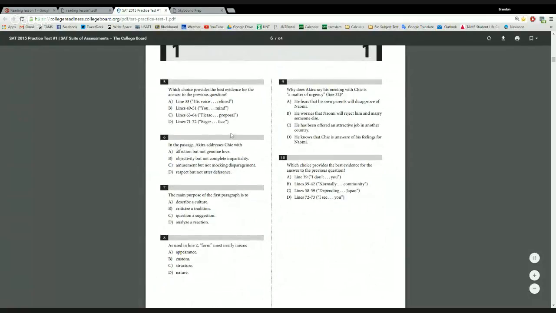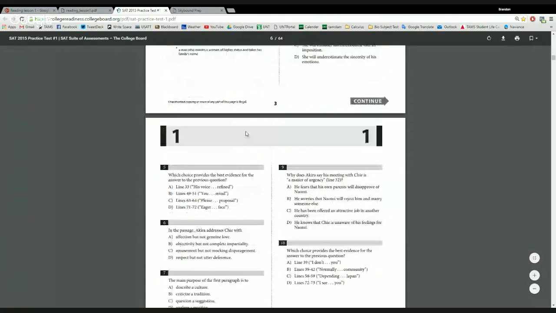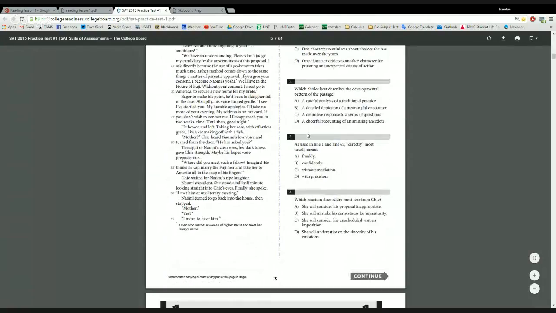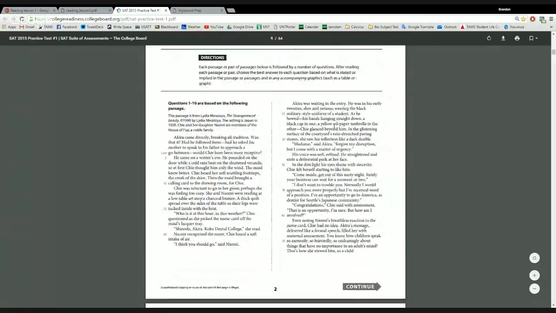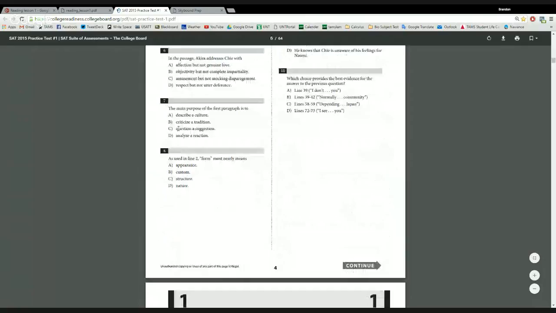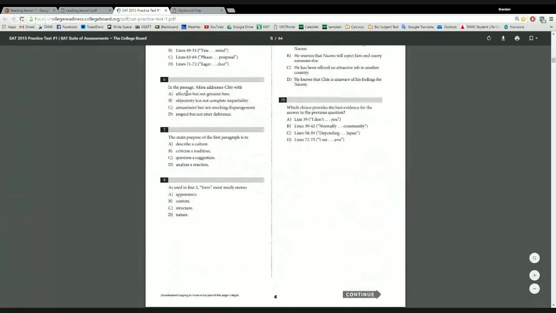In the passage, Akira addresses her with... if you look up, you can see there are points of their interaction, such as he bowed. There's also a point where he calls her madam. This shows this kind of attitude toward her: respect, affection, nope. Objectivity, nope. Amusement, nope. Respect is actually stated here clearly, and that's the word I thought of based on what I read. So the answer is D.